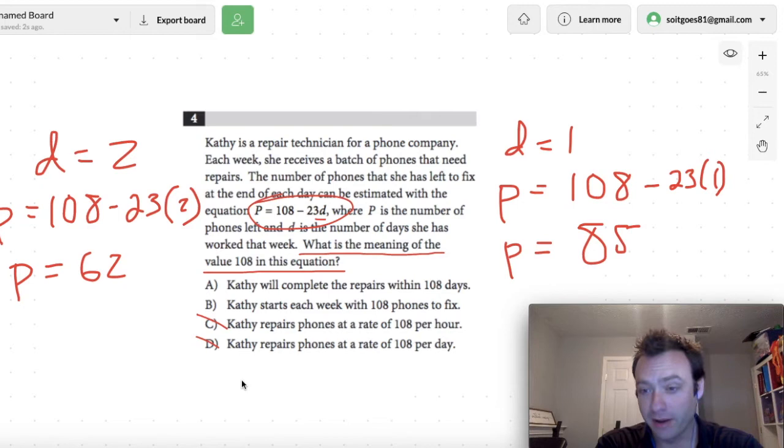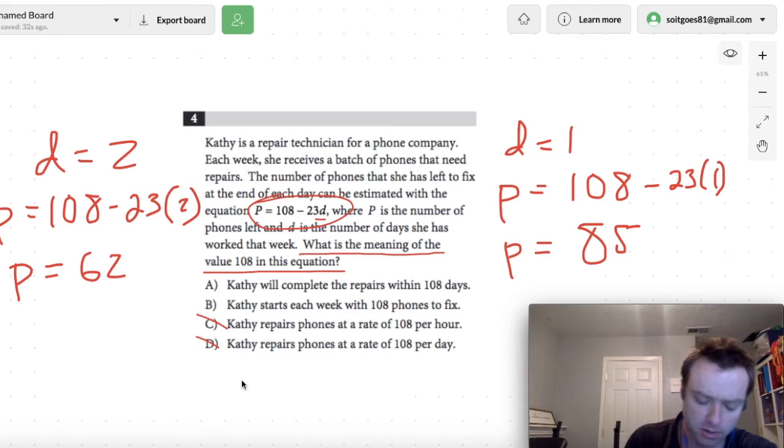But let's do this. Do you think, by the way, is she going to complete the repairs in 108 days? At this rate, no. At this rate, I don't think it's going to take her much more than 5 days. Right? If she's fixing 23 phones per day, it's going to take a lot less than 108 days. Now, it's a true statement that she is probably going to repair these phones within 108 days. That's a true statement. I'm not sure if that's the meaning of the value 108. Okay? Yeah.